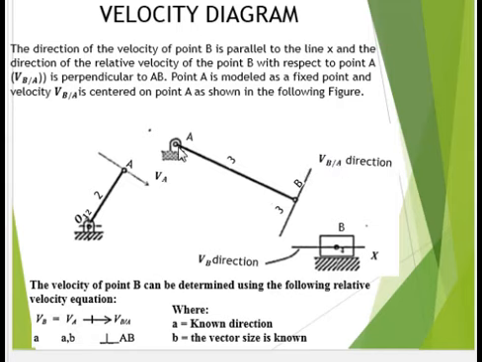Point A is modeled as a fixed point, and velocity VBA is centered on point A as shown in the following figure. So the velocity of point B can be determined using the following relative velocity equation: VB equals VA plus VBA, or the velocity of point B relative to A.